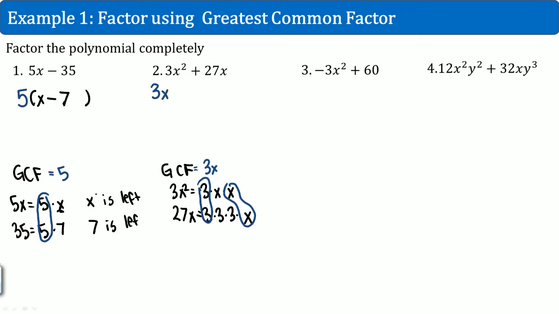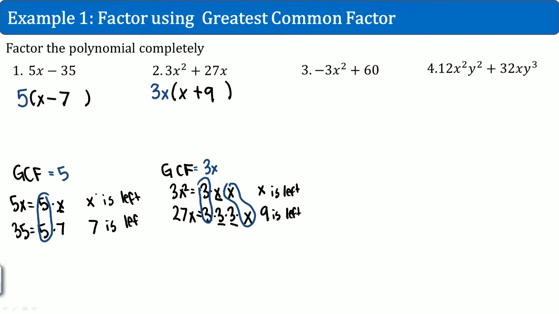Then let's put a parentheses around here to show what was left over. What is left? X is left. And on bottom, 3 times 3, a 9 is left. Okay, so what is left? An x plus 9 is left over.